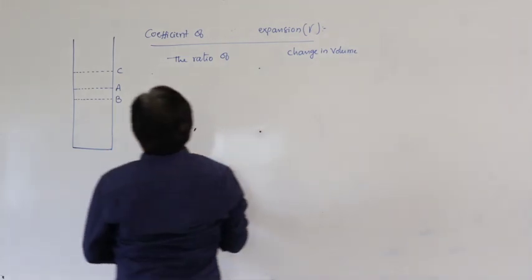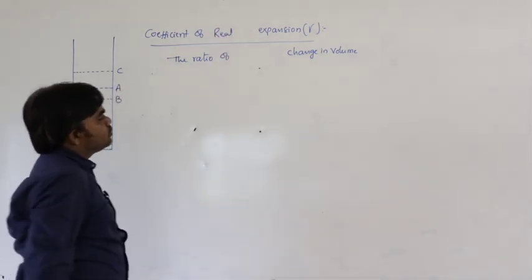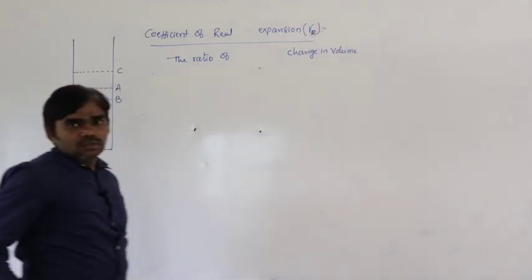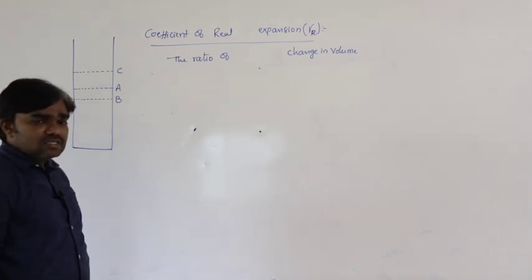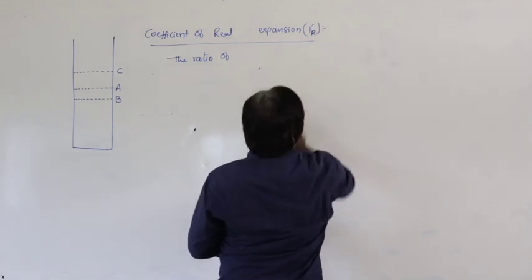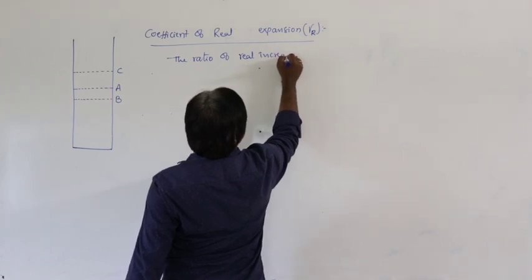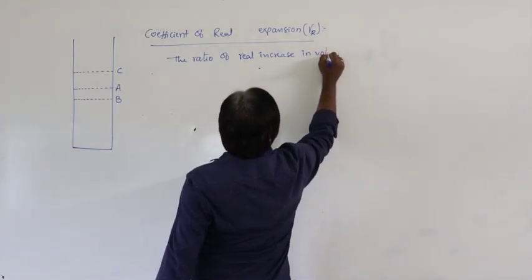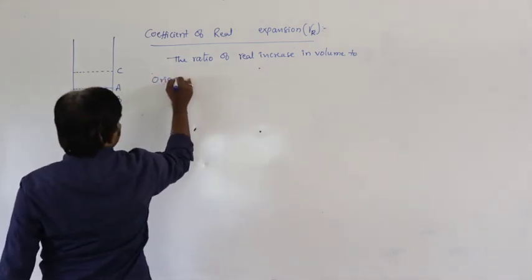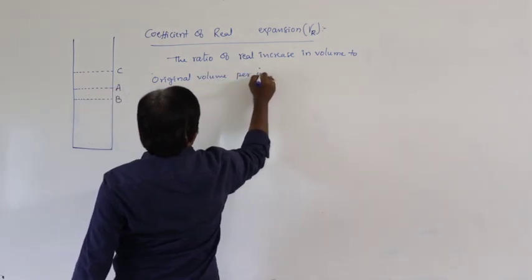So next one is the coefficient of real expansion, that is gamma R. The coefficient of real expansion is defined as the ratio of real increase in volume to original volume per unit rise in temperature.